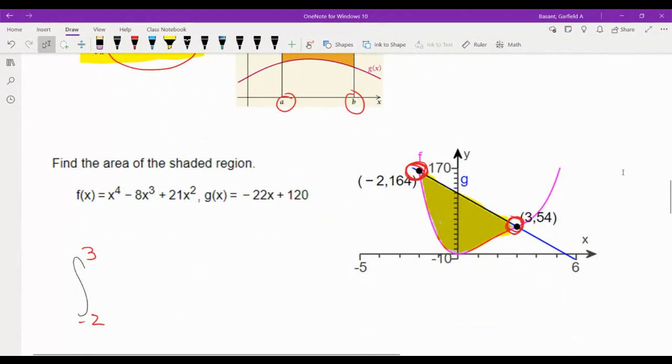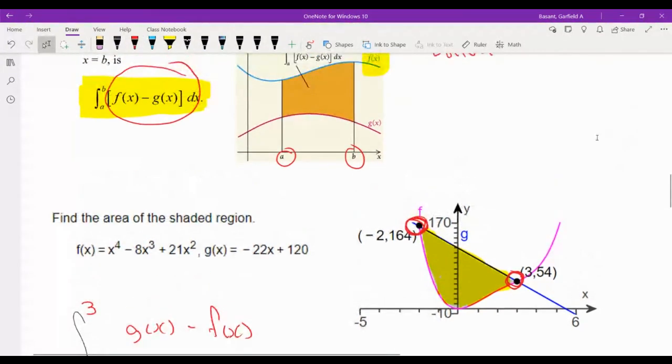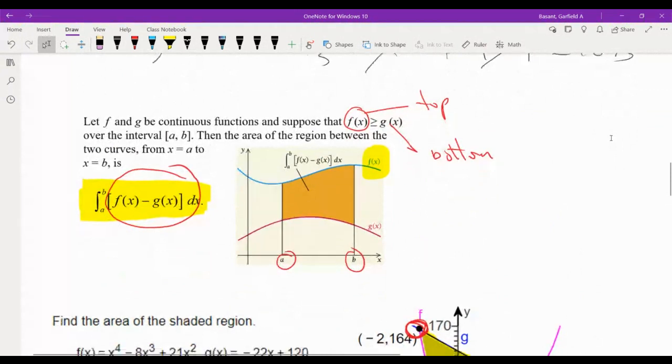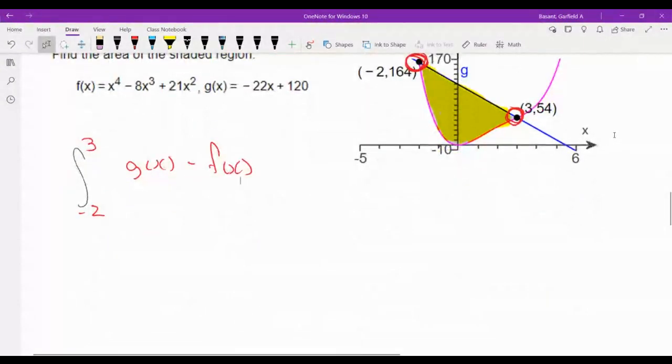Now, which function did we say was on the top? G. So in this problem, we're going to have g of x minus f of x, right? Because it's always a top function minus a bottom function, regardless of what they call them. In the graph above here, they were calling the top one f and the bottom one g. This is why it's f minus g. So it's always a top function minus the bottom function. Keep that in mind.